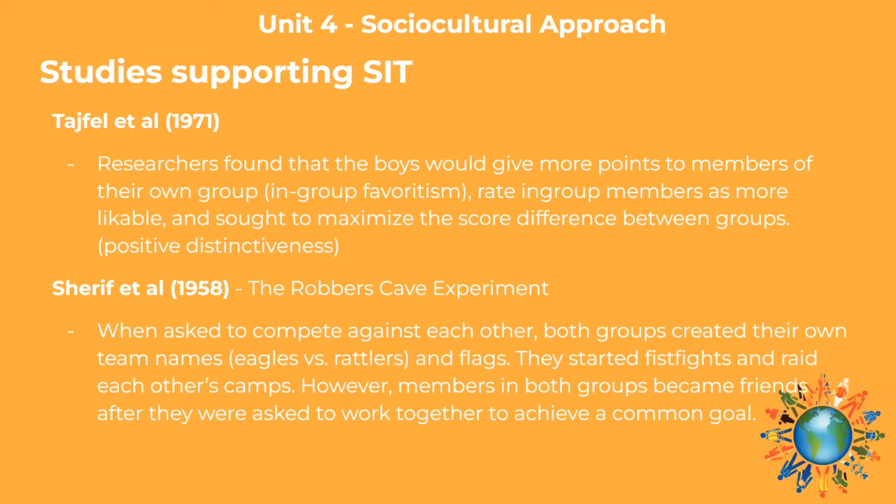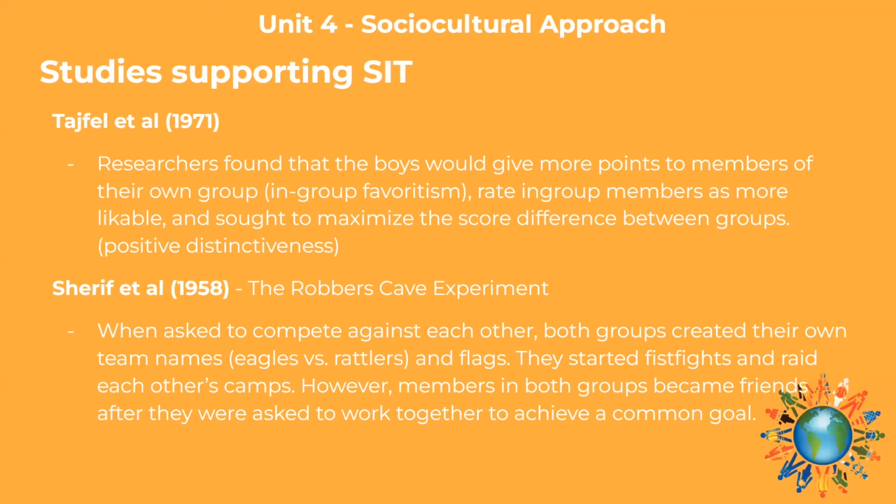And another study that supports this is Sherif, and this is also known as the Robbers Cave experiment. So in here, the boys were divided into groups, and they were asked to form bonds with their own group, and they did not know of the existence of the other group. However, in the second stage, they were introduced to one another and asked to compete in a competition to gain a reward and stuff like that. And in the third stage, they were asked to work together to achieve a common goal, which is to push up a truck.